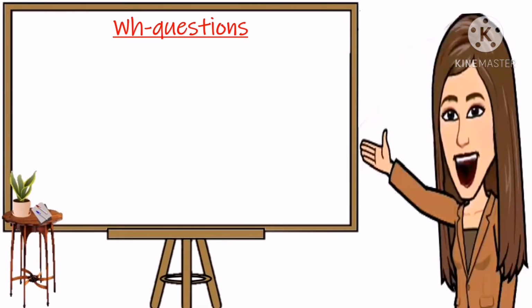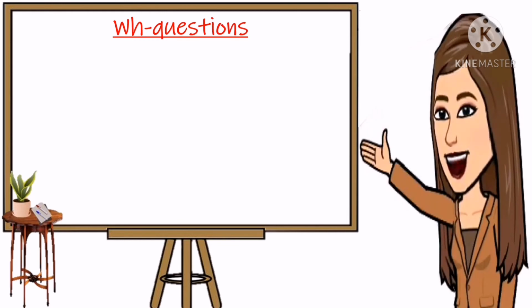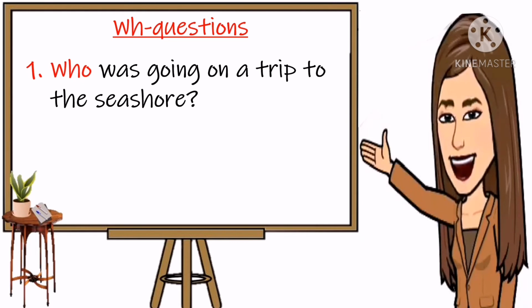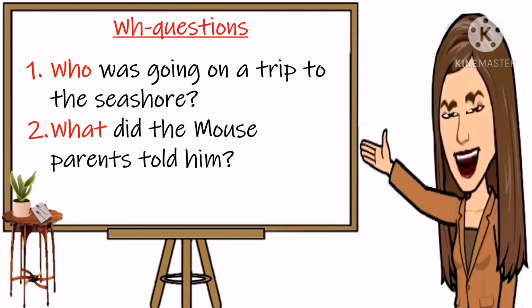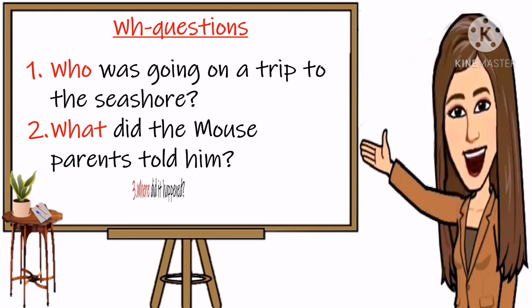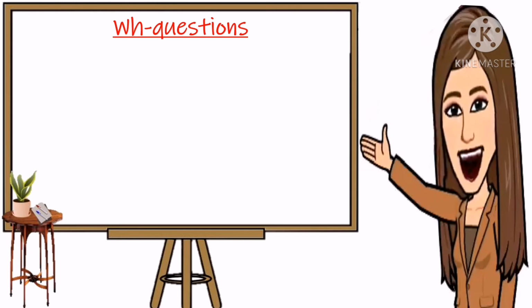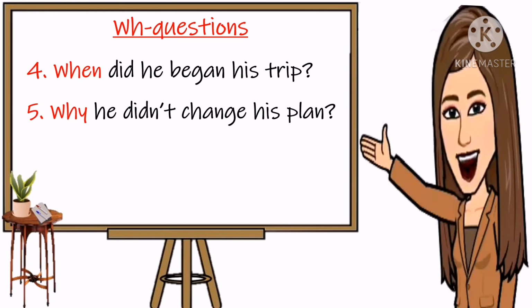These are the WH questions for the story entitled Mouse at the Seashore. Number 1. Who was going on a trip to the seashore? Number 2. What did the mouse's parents tell him? Number 3. Where did it happen? Number 4. When did he begin his trip? Number 5. Why didn't he change his plan? And number 6. How did he reach the ocean he has been dreaming to see?